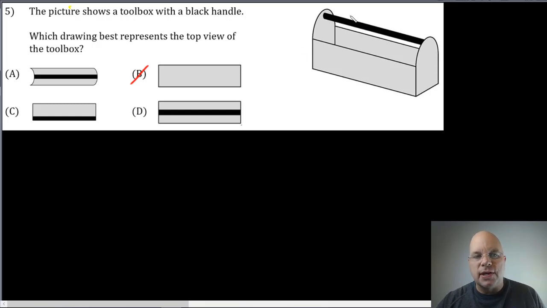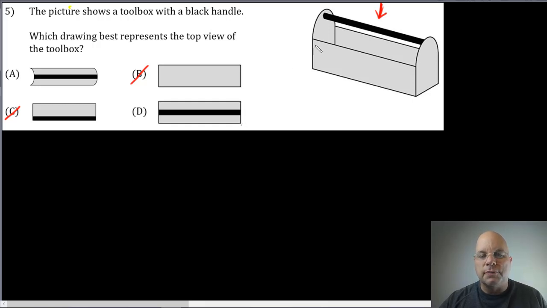And the black handle would be centered, so it must be D or A. There's a tendency for students to think that this curved part of the toolbox would show up in some views where it actually wouldn't. If you were looking directly down from the top, standing over this toolbox and looking straight down at it, this section would look like a straight line. A straight vertical line, just as you see here, as would the right side part from the top.